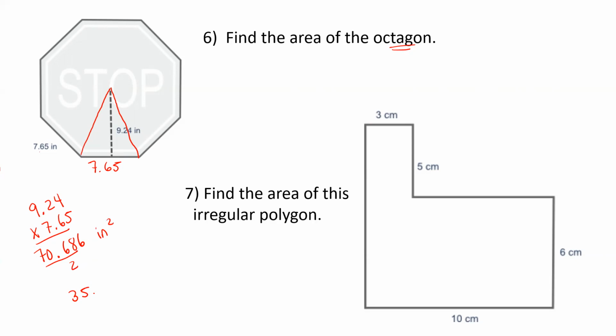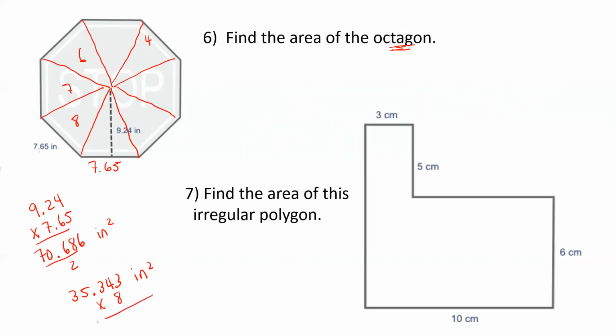So 35.343 for every triangle. And how many triangles could we make? Well, here's 1, 2, 3, 4, 5, 6, 7, 8. And that makes sense because it's an octagon. So finally, we're going to take the area of one triangle. We're going to multiply it by 8 triangles. And the total area of the whole octagon is 282 and 744 thousandths inches squared. Wow, that was a lot of work, right?